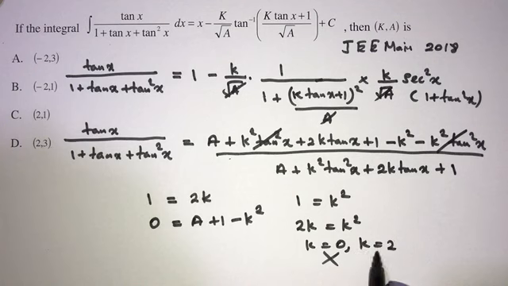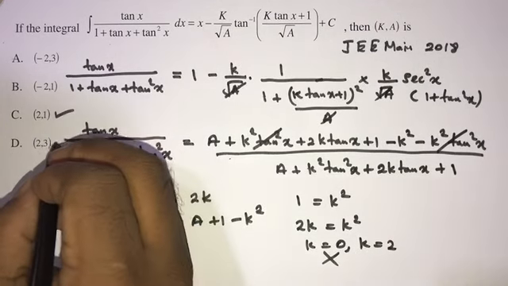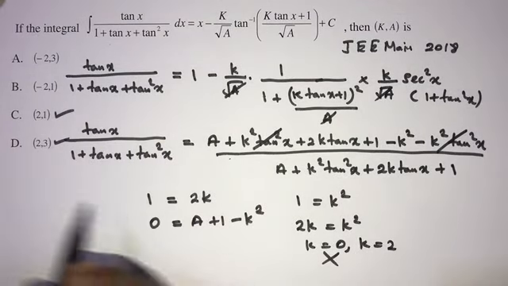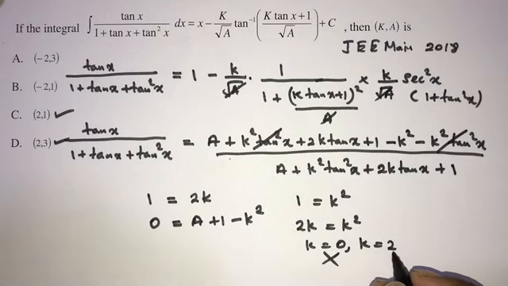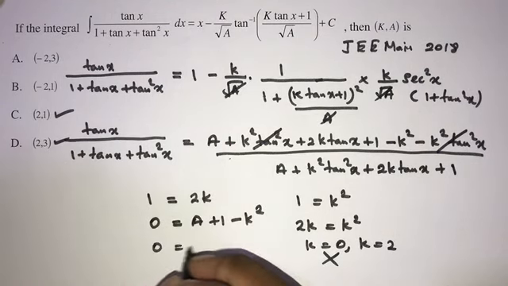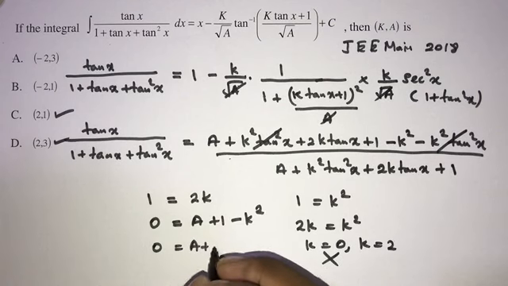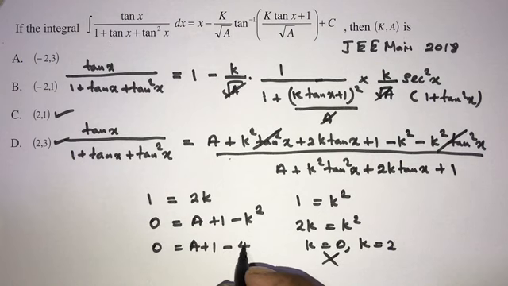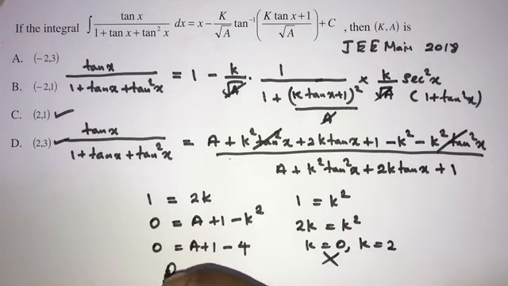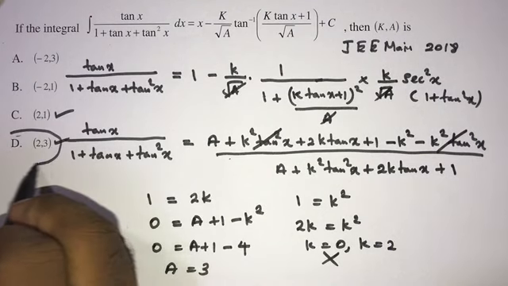So now here options 2, 1 and 2, 3. Okay, now if k is equal to 2, here 0 is equal to a plus 1 minus 4. So 1 minus 4 is minus 3, so a is equal to 3. Okay, this is the answer.